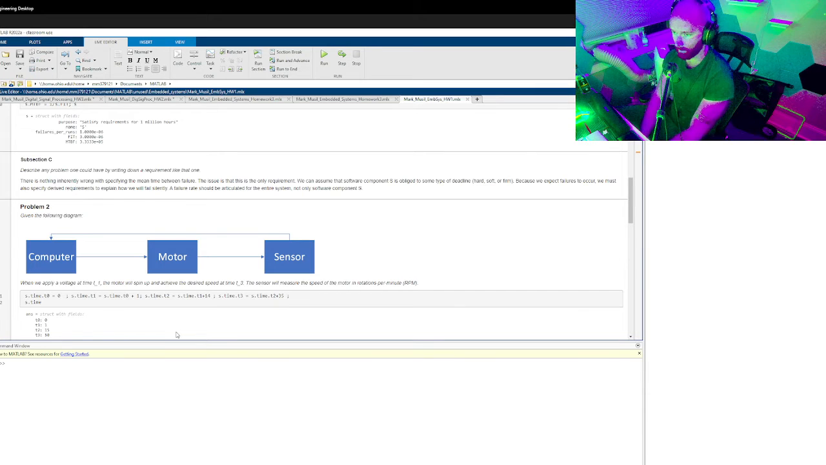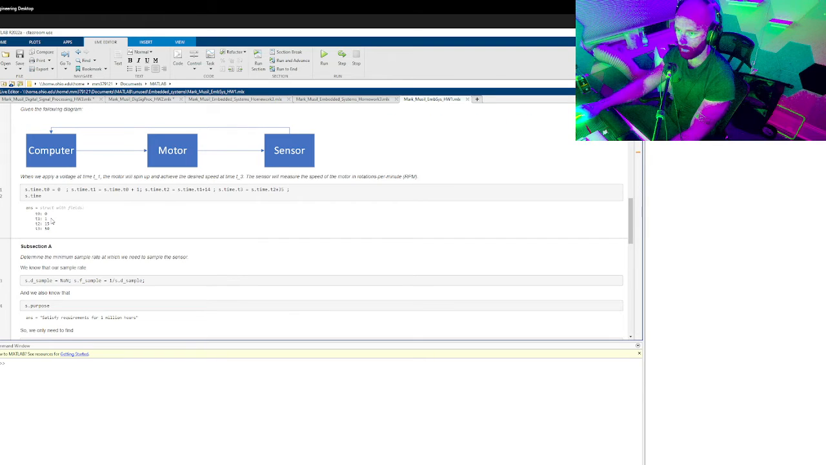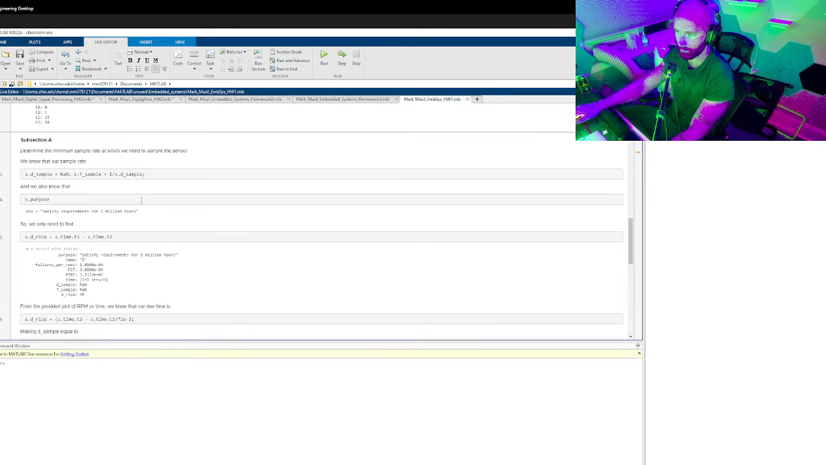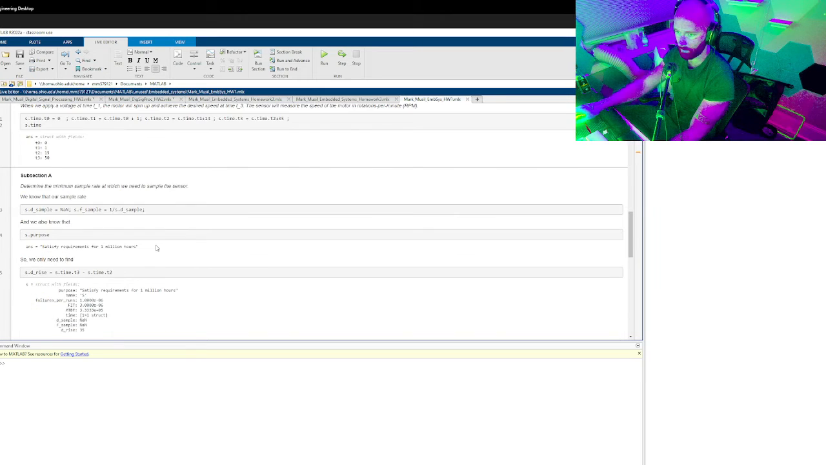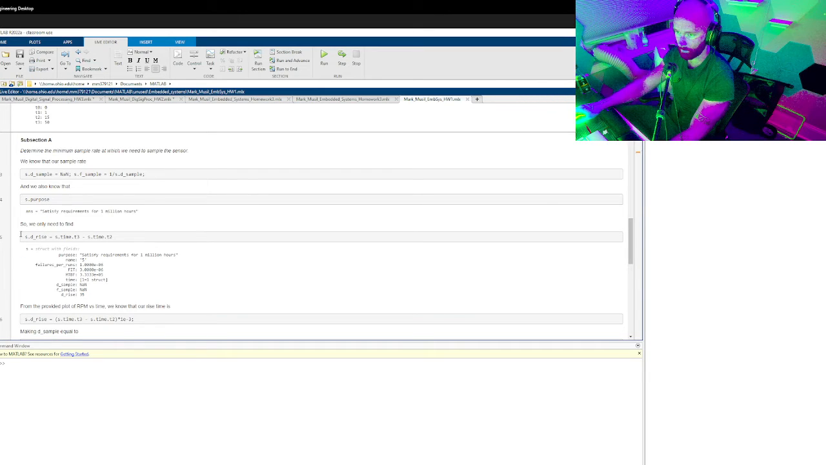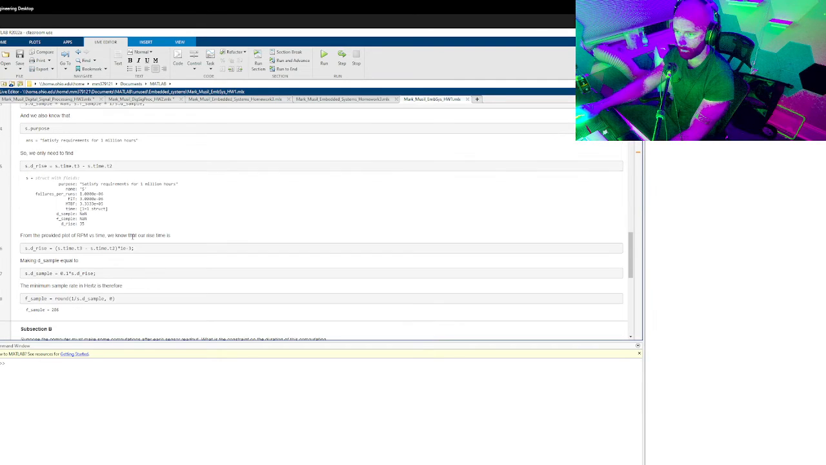So now we're given a diagram, and we know a couple of things about when this sensor speed and these RPMs are going to start kicking in. So we can use this information to say that our sample frequency is going to be 1 over our sample rate, and we've got S.D rise. There's a difference there.